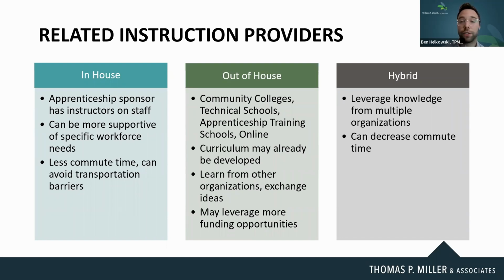An out-of-house model generally is with the partnership of community colleges, technical schools, apprenticeship training schools, or online curriculum that may already be developed. This can save you time, energy, and resources if you know that the resources already exist.